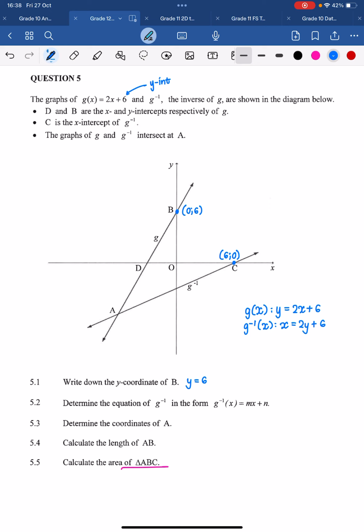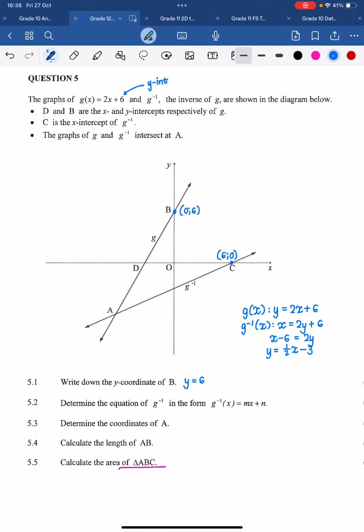Now all that's left for us to do is to make y the subject. So I need to move that 6 over to the other side. So x minus 6 is equal to 2y. And now I'm going to have to divide by 2. Now instead of writing x over 2, I'm actually going to write a half x. I just prefer writing it in that way. But you can write x over 2. That's also perfectly fine. It is correct. And what is negative 6 divided by 2? Negative 3. All right, so that is the equation.